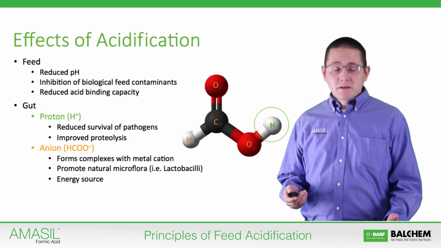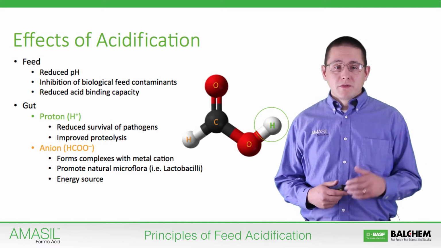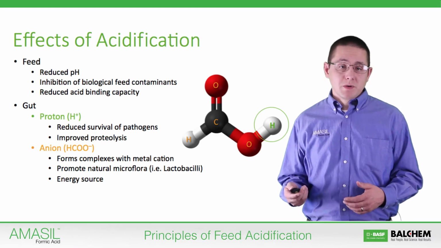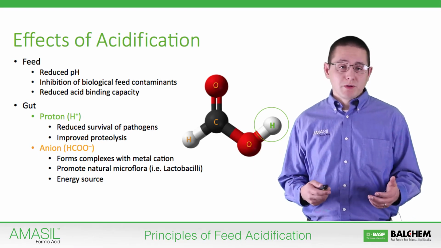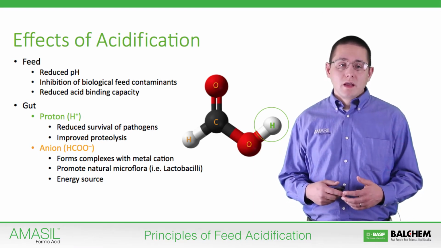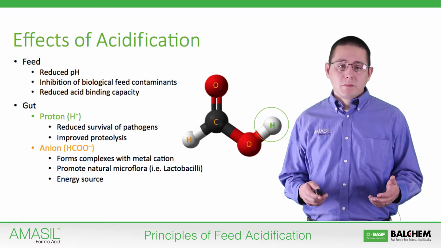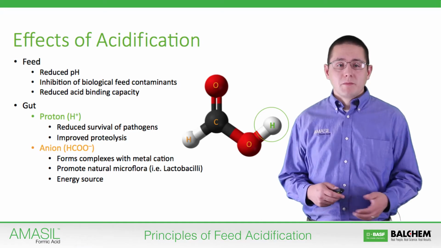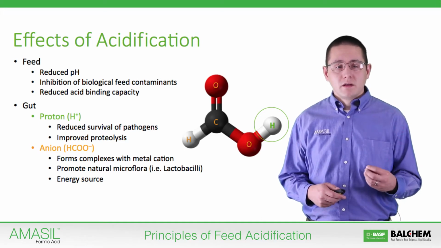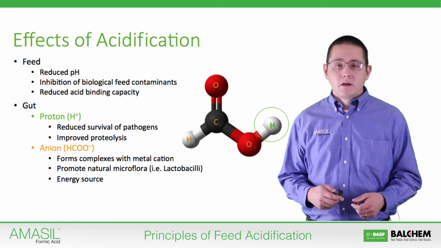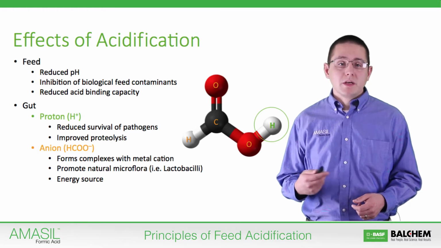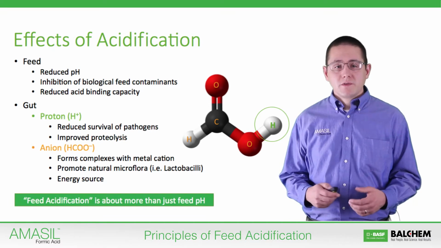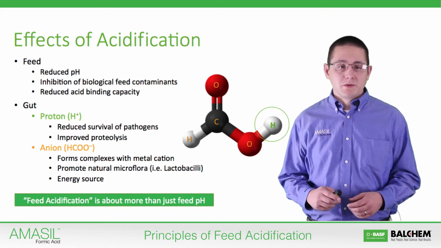When that feed that's been acidified is then consumed by the animal, you get the benefits of that continue on into the gut, such as the reduced pH in the early digestive tract, which is really important for nursery pigs, and the ability of the anion, so in this case the formate part of the formic acid, to bind with certain metal cations and have other effects that can promote digestibility, gut development, and gut health. So it's important to keep in mind that feed acidification is about more than just the pH of your feed.